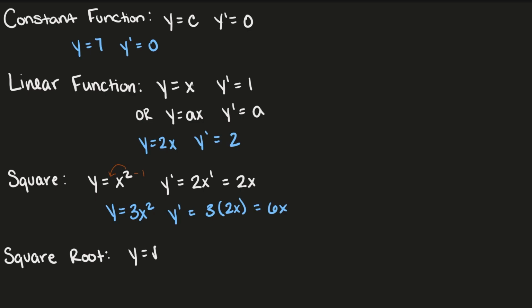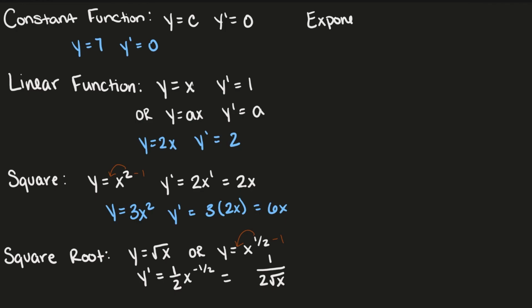Next, we have our square root function. So this is y equals the square root of x, and keep in mind that we can rewrite this as y equals x to the 1/2 power. So we're going to use the power rule again. That's going to come to the front, and we're going to subtract 1. So this means y prime is going to be equal to 1/2 x to the negative 1/2, or that's equal to 1 over 2 times the square root of x. Anytime we're taking the derivative of the square root of x, it's going to be equal to 1 over 2 times the square root of x, based on the power rule. Next, we have an exponential function.